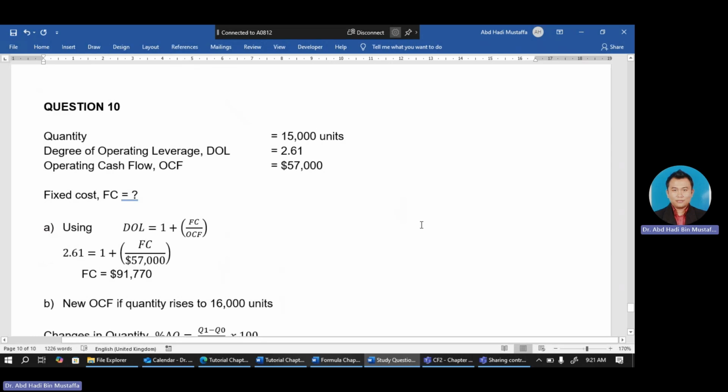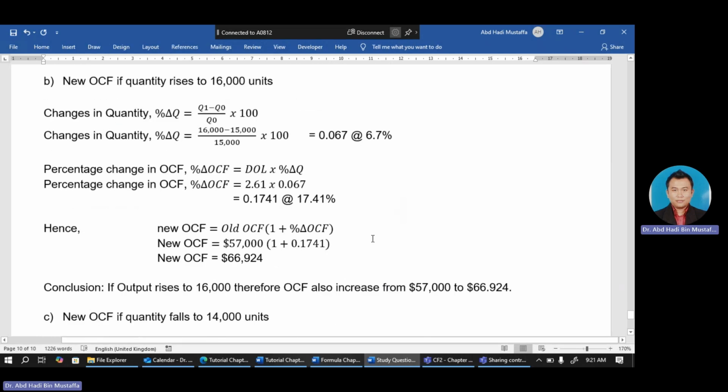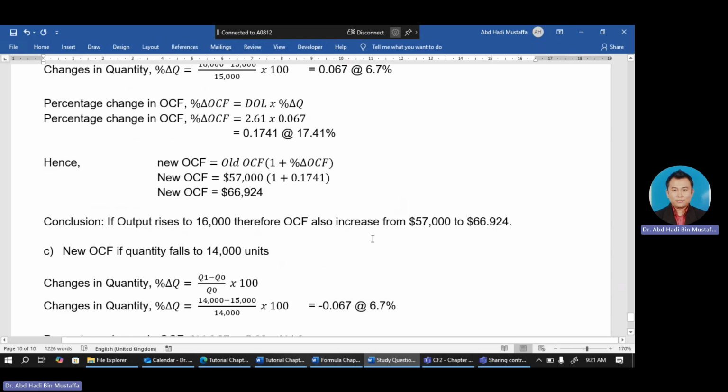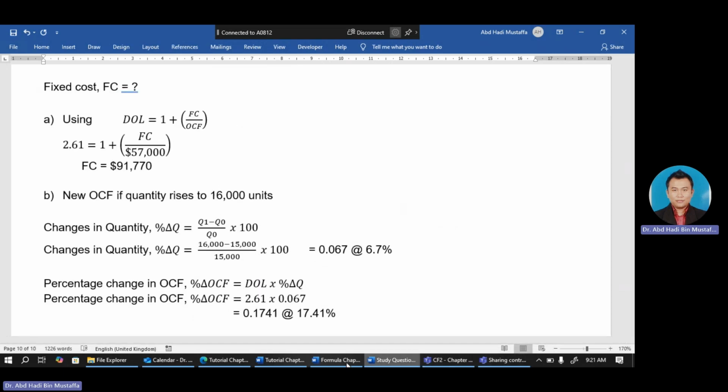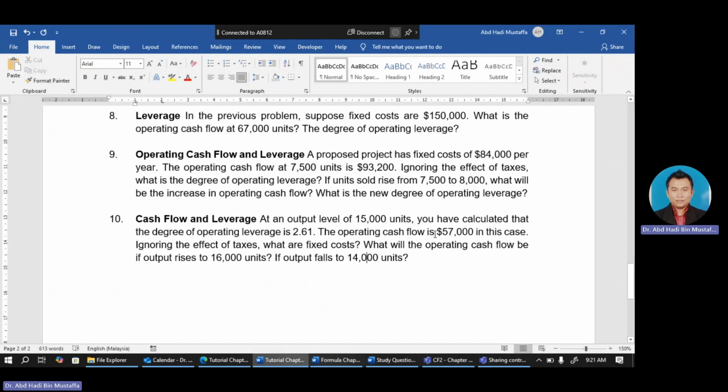And question number 10 is similar to question number 7, 8 and 9. So you can study this one. But however, let me revisit question number 10. Question number 10 has two questions. One, if the quantity goes up to 16,000, meaning Q1 is 16,000. Second question, if Q1 is 14,000. So it means it falls. So we expect the answer to be different.